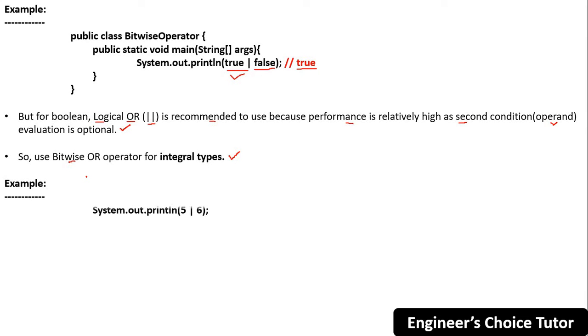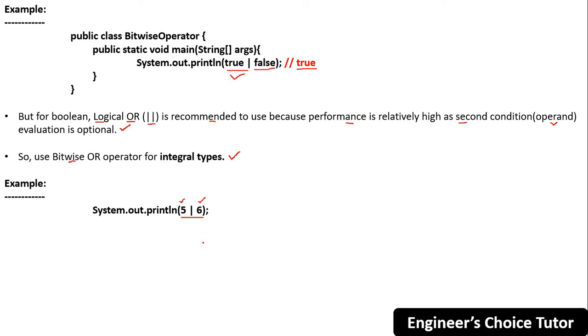Fine, I have this example: System.out.println(5 | 6). What I'm doing here is trying to perform a bitwise OR operation between the integral types. This is the int data, right? 5 and 6 are integral data. So I want to perform the bitwise OR operation.